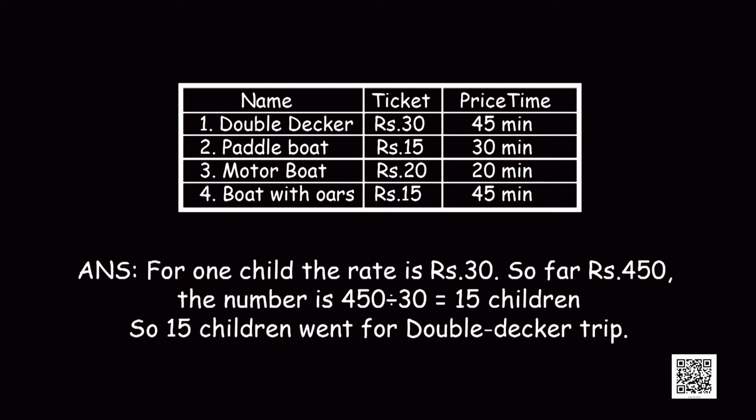Answer is very simple. For one child the rate is 30 rupees and the total fare they paid is rupees 450. Therefore, the number is 450 divided by 30, it gives 15 children. So, 15 children went for double decker trip.